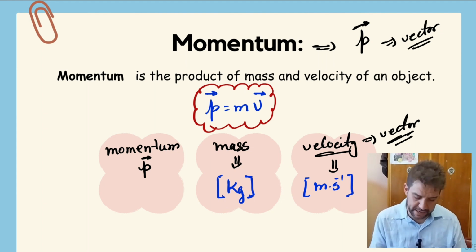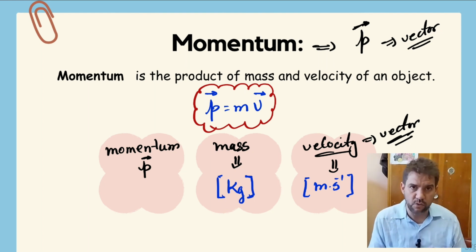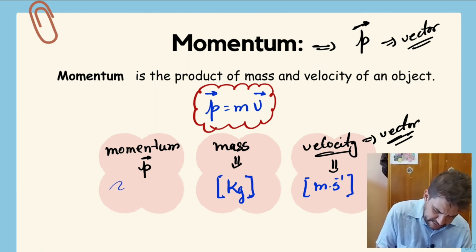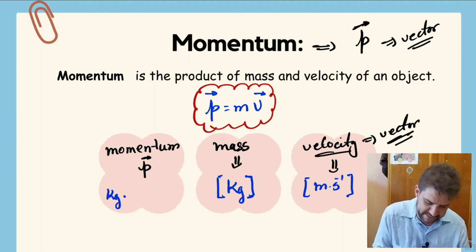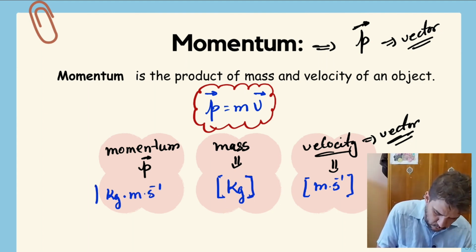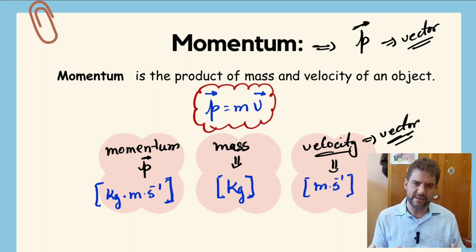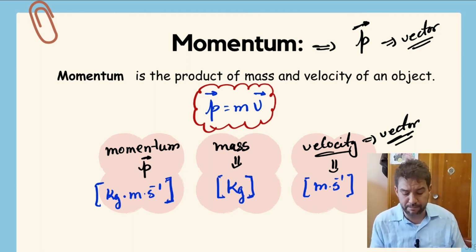So if we look here, momentum is the product of mass and velocity. It is therefore, in terms of unit, going to be the product of kilograms multiplied by meters per second. Guys, this is the unit that we are going to use for momentum. So this is everything that you should know about momentum in terms of definition, formula, symbol, and unit. It's very important, and it's quite simple, really, really simple.